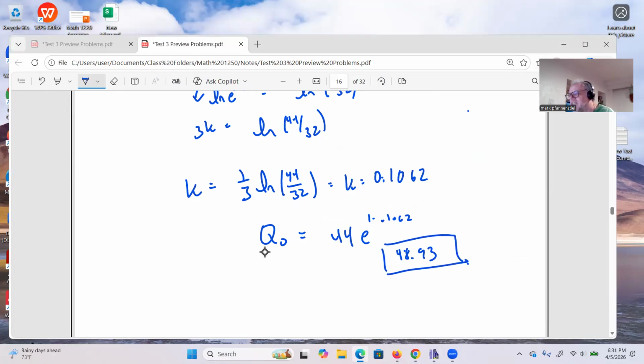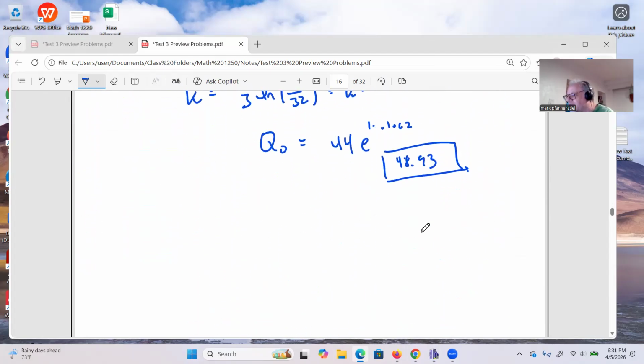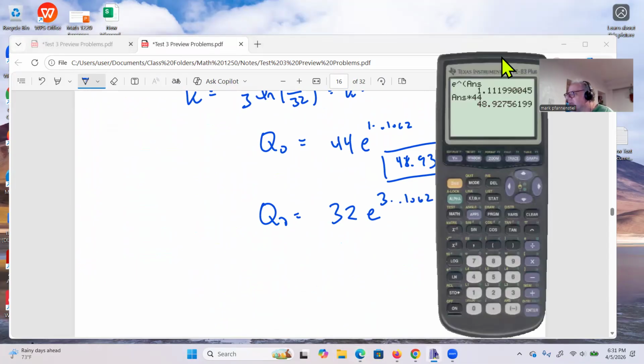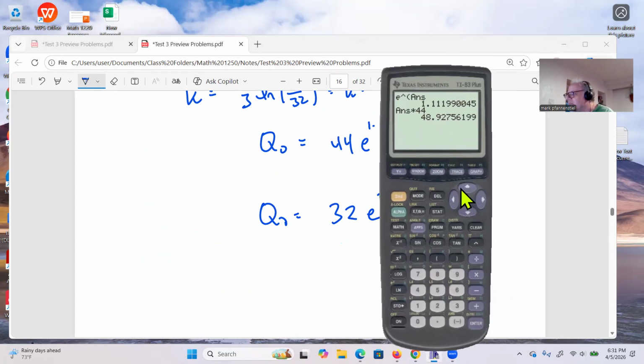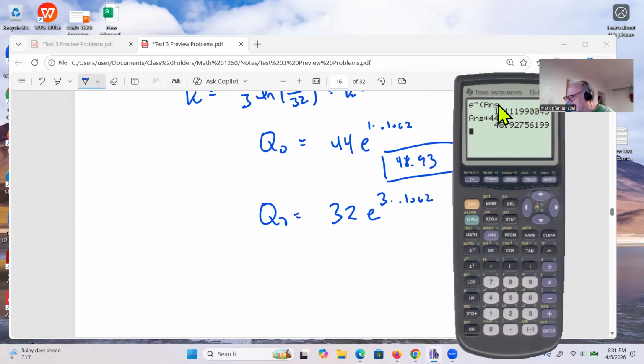If I just wanted to check something, we could go ahead and say, well, what's the other one say? And that's Q sub 0 is equal to 32 e to the 3 times 0.1062 and see if that does it. Okay, so we can go back up here. Well, we're going to be a little bit off because I didn't save my answer and it's just kind of there in the ether. So we have 3 times.